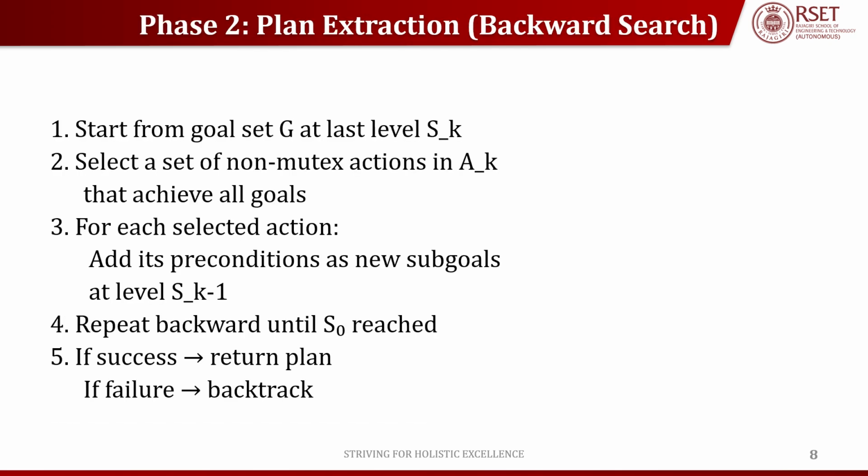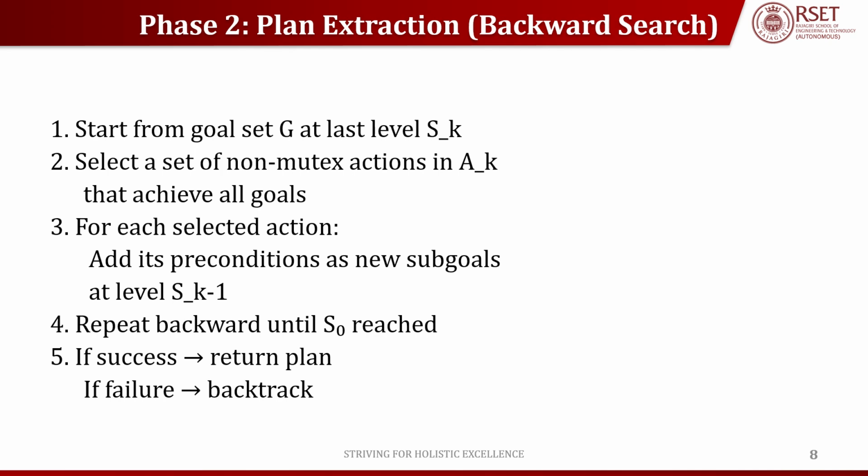So now we'll see phase 2, plan extraction. This is nothing but backward search. So once we are done with phase 1, graph construction, we'll move into plan extraction. That is, in the first step, you have to start from the goal set at the last Sk. Then in step 2, select a set of non-mutex actions in Ak that achieve all the goals. This is similar to the backward state space search which we discussed in our previous video.